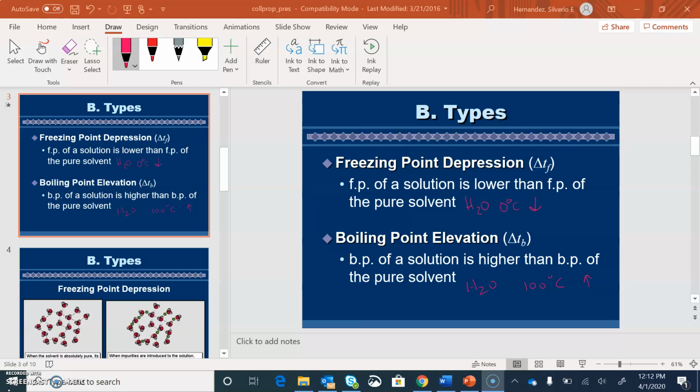For boiling point, that boiling point of a pure solvent, for example, for the water again, is 100 degrees Celsius. So if I add some kind of ionic compound or some kind of a sugar that dissolves into this water, it's going to elevate, it's going to increase that boiling point to over 100 degrees Celsius.